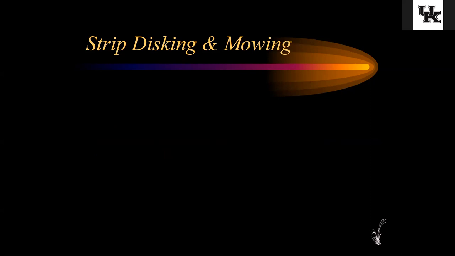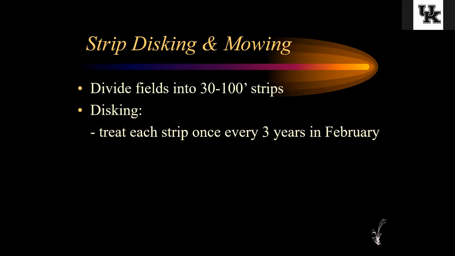Another set of practices is strip disking and strip mowing. The way that's done is that you basically divide your fields into 30 to 100 foot wide strips. It can really be variable. And with the disking, you would basically disk or till each strip once every 3 years in February. Basically any time during the dormant season is great. We prefer late winter, early spring, just to leave some cover there over the hard part of the winter.